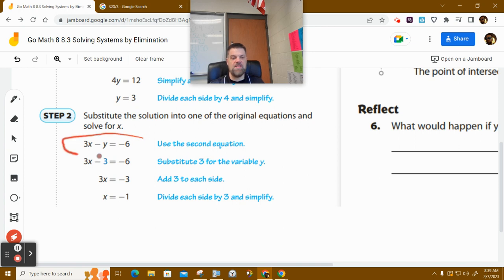So it doesn't matter which equation you choose. We'll use this one, the second equation. But wherever there's a y, I'm going to plug in a 3. So then I end up with 3x minus 3 equals 6. What do? I'm going to add 3 to both sides. When I add 3 to both sides, these cancel, and I get 3x equals negative 3. What do? Divide by positive 3, and I get x equals negative 1.